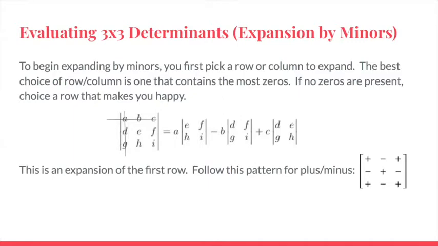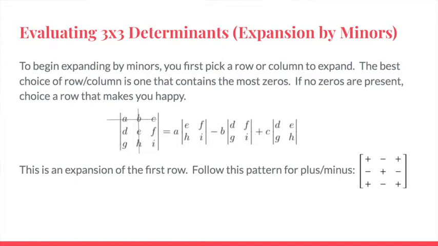So notice here in this example, the way it's written, I'm focusing on element A. So I take element A and I multiply it by the determinant of the matrix that comes from all the things that are not in A's row or column. Notice I've crossed out the row that contains A, and I've crossed out the column that contains A, and that leaves me with E F, H I.